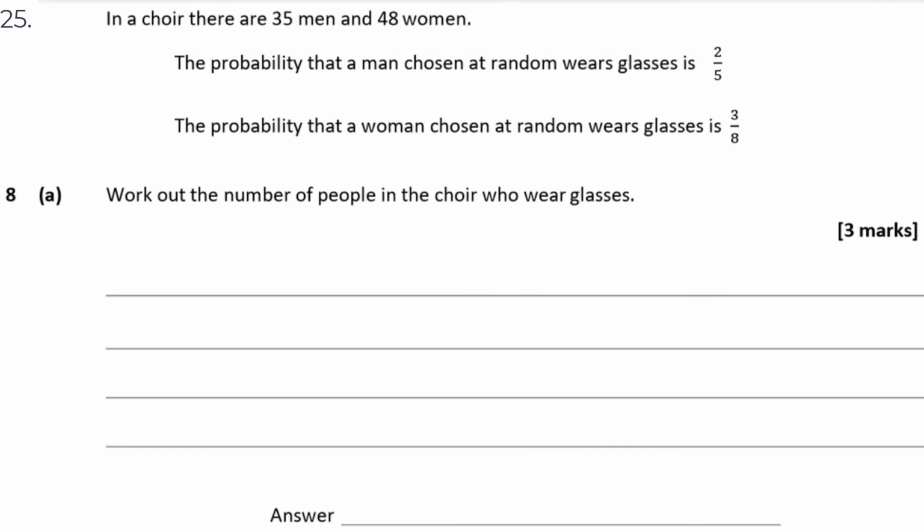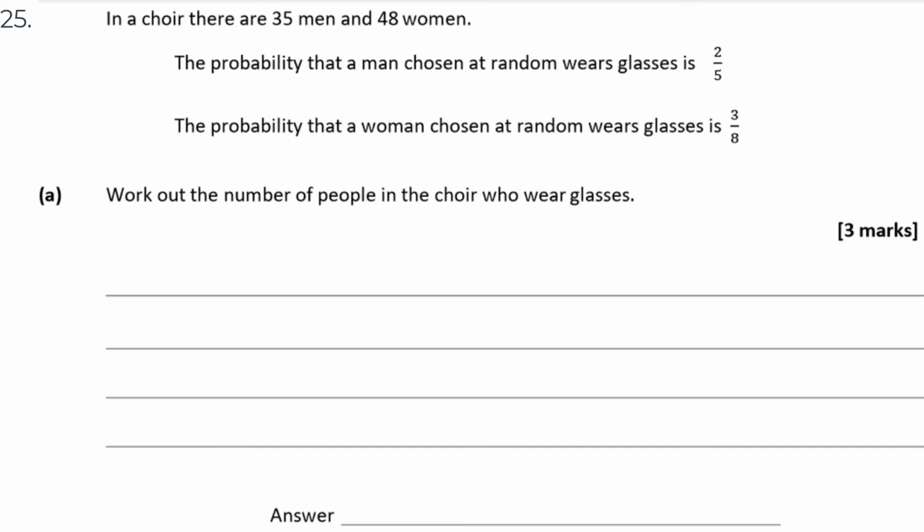In a choir, there are 35 men and 48 women. The probability that a man chosen at random wears glasses is 2/5. The probability that a woman chosen at random wears glasses is 3/8. Work out the number of people in the choir who wear glasses.